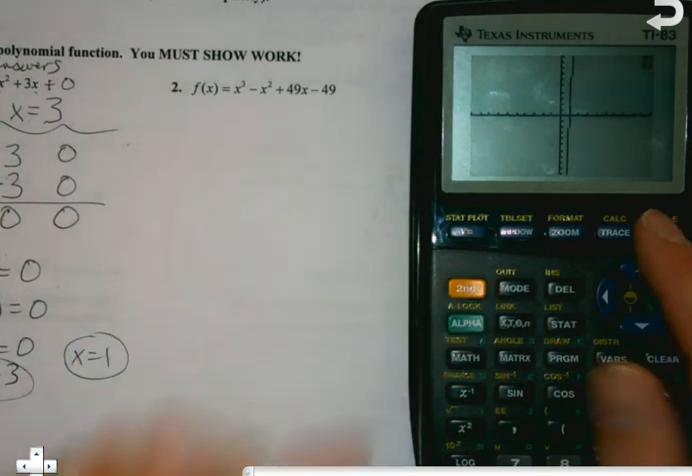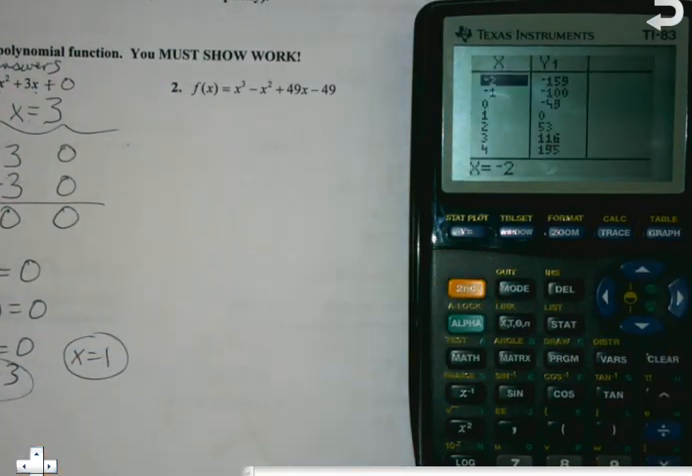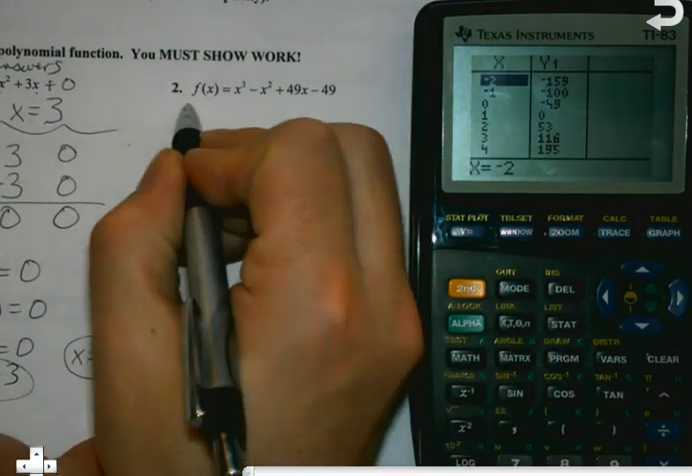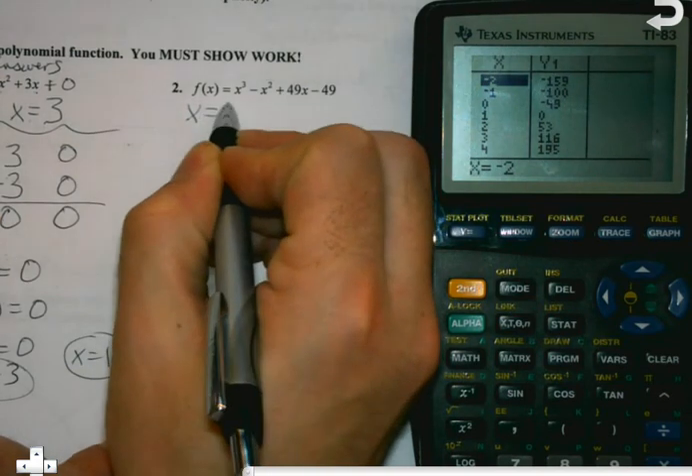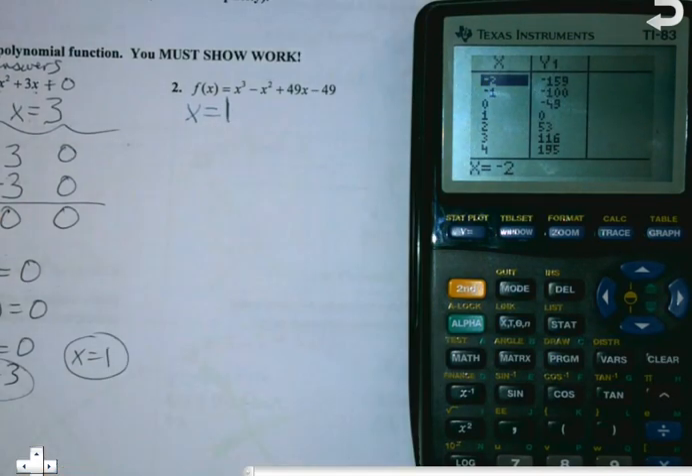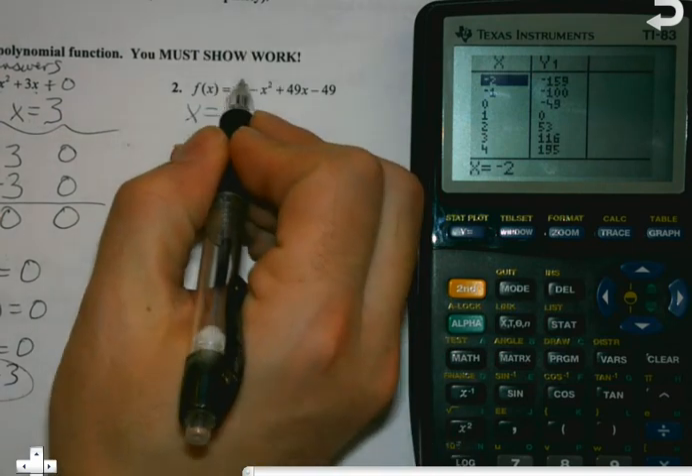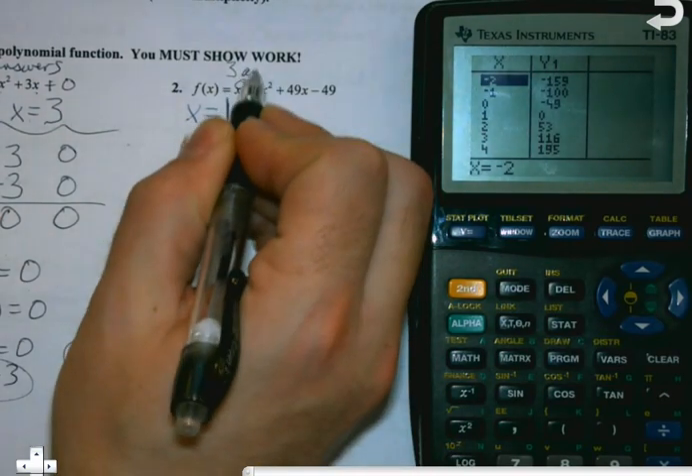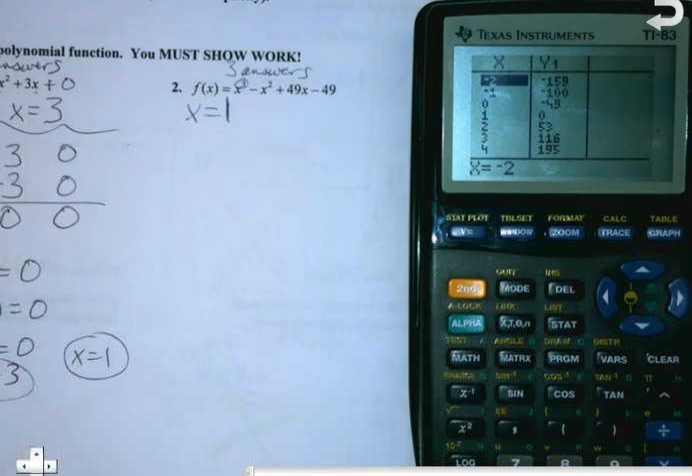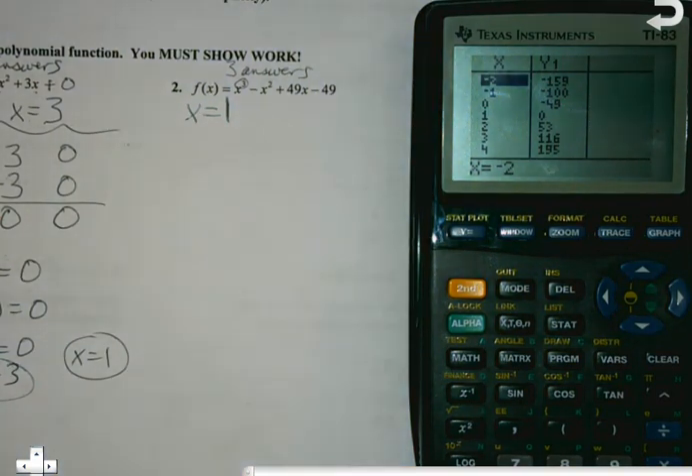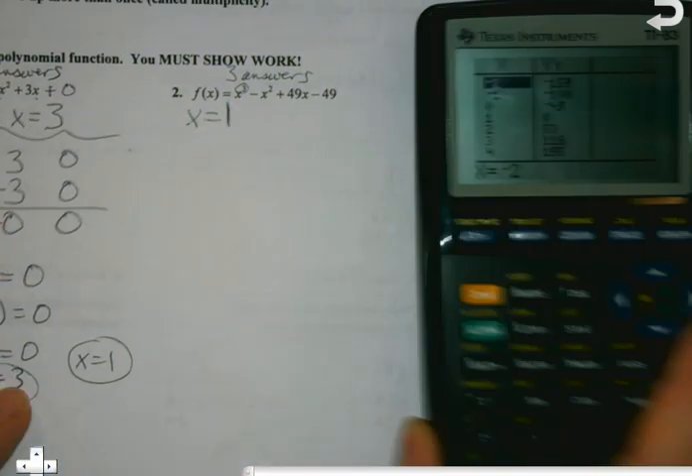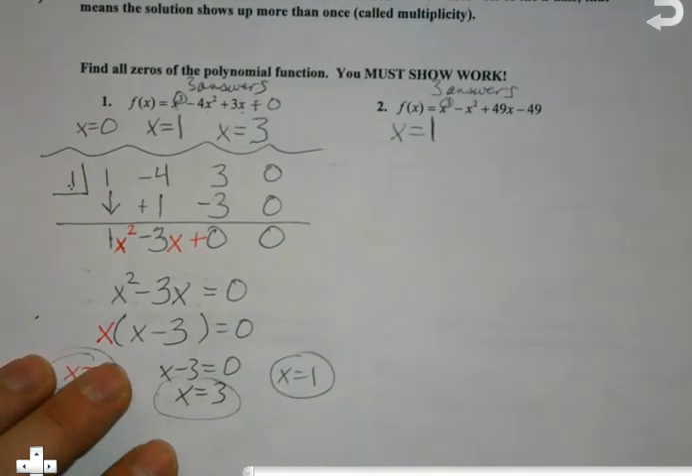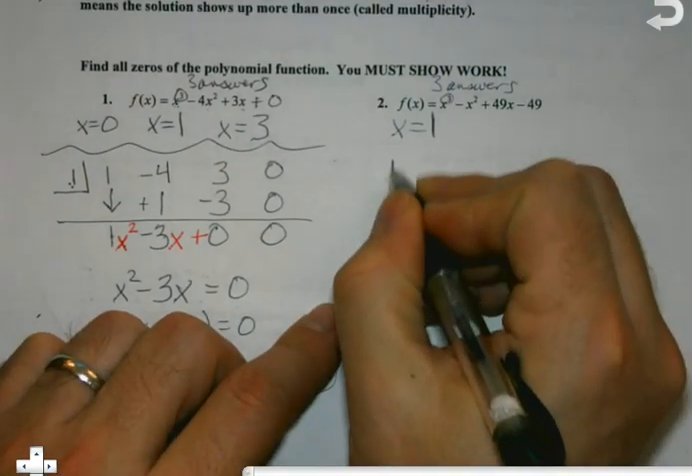So if I get my table up, okay, good. At least I see a 0 here. So I see one of my zeros is going to be at x equals 1. Well, now what? Since the calculator doesn't seem like it's going to help, since we are looking for 3 answers and we only found 1, now we have to go to the backup plan, which is doing synthetic division. So, I know that x is 1.